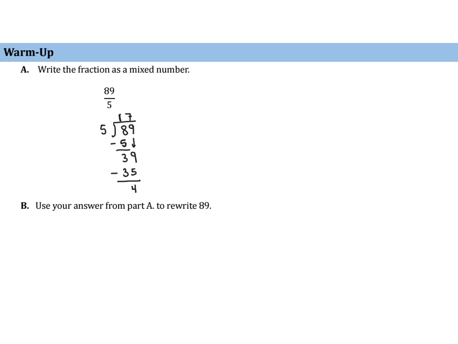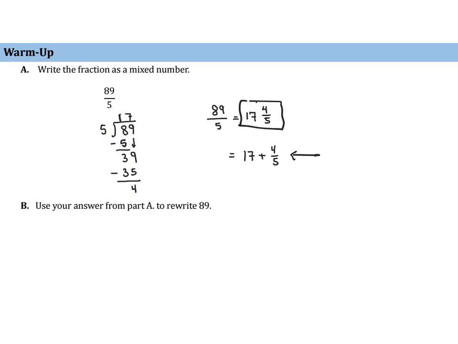And so we know that 89/5 is equal to 17 and 4/5. Or if we think about it as 17 plus 4/5, right? Because 17 and 4/5 is the same thing as 17 plus 4/5. So those two mean the same thing. Of course, we would never write a mixed number like this. We would only write it like this.